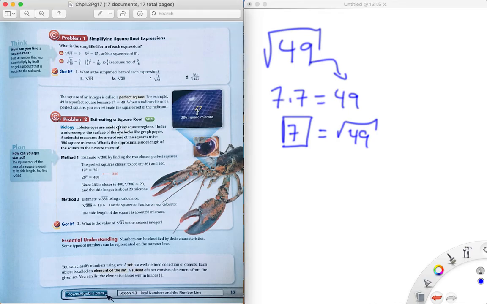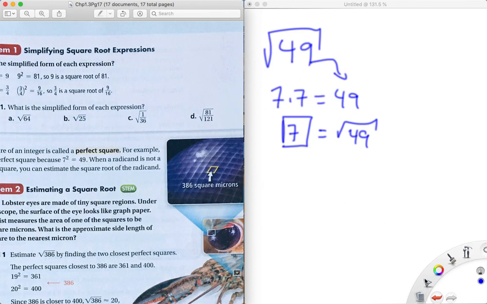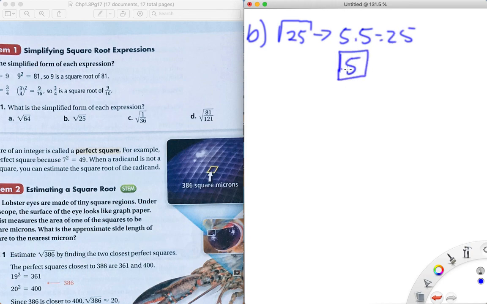They give us some examples of it. We went through all of these in class, so I'll just go over the last 3. So if we look at B, we have the square root of 25. I know that the number I have to multiply together twice to get 25 is 5. So since I'm multiplying 5 twice, I know that the square root of 25 is 5.